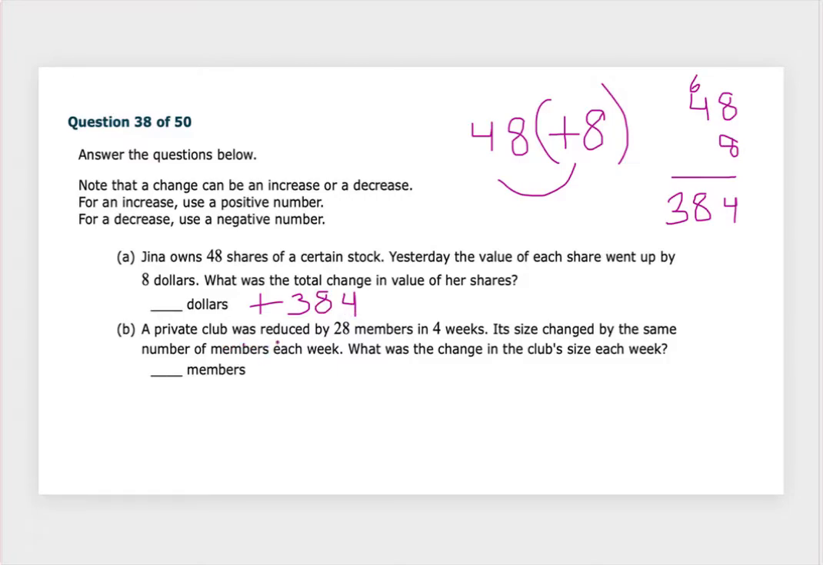A private club was reduced by 28 members in 4 weeks. Its size changed by the same number of members each week. What was the change in the club's size each week? So, number one, it's going down. So we know that the change is negative. Okay, 28 members in 4 weeks would mean that it's going down 28 divided by 4, or 7 each week. So, -7 reflects the change in the club size each week.